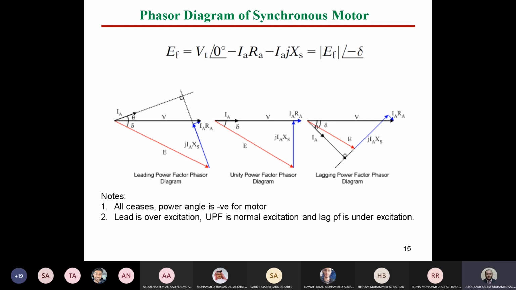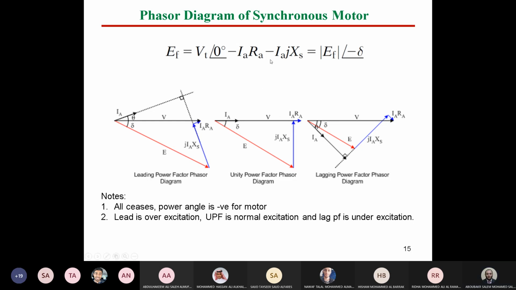This is the case of the motor, guys. In case of motor, this is our relation: EF equals V terminal minus IARA minus JIAXS. When we represent this, we start with leading, for instance, at leading power factor. So in the same way, this is V terminal. IARA will be in that direction, but here it's minus, so it should be opposite to the current IA. So as you can see, it's plotted here in the negative direction.